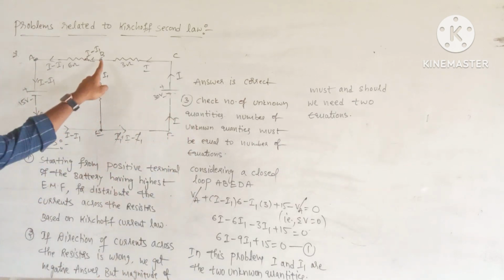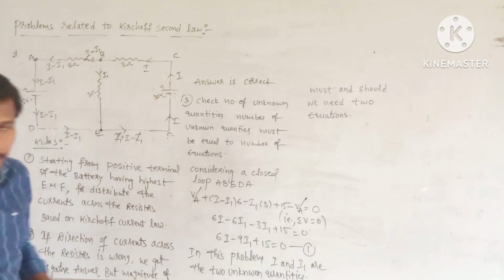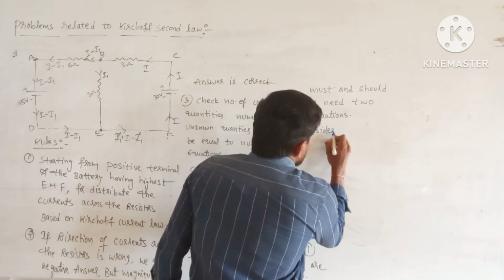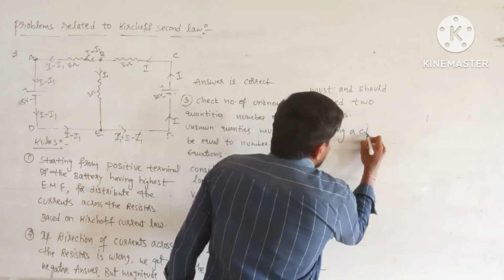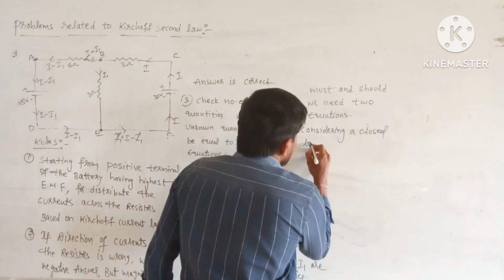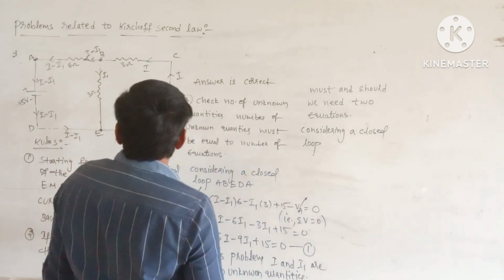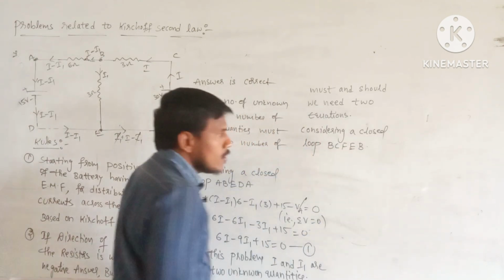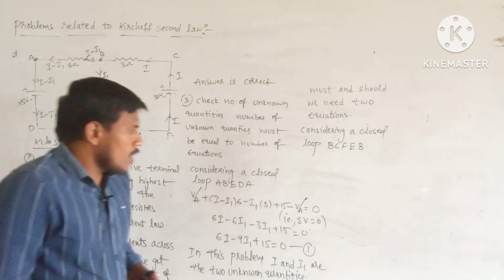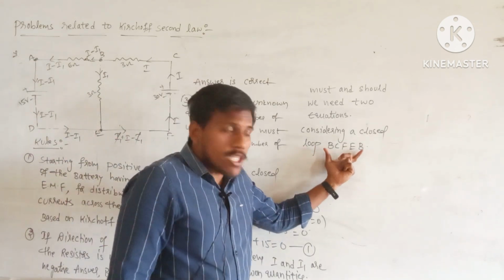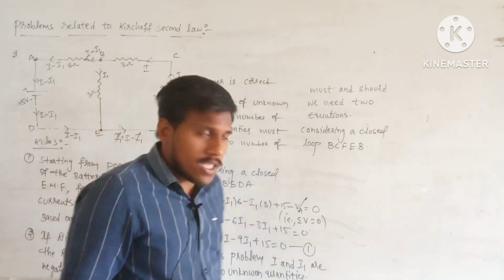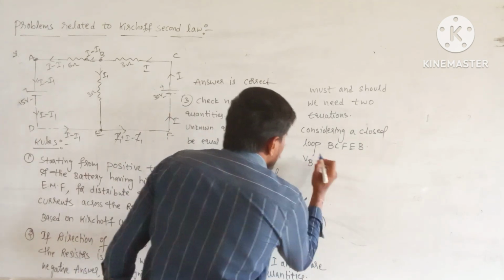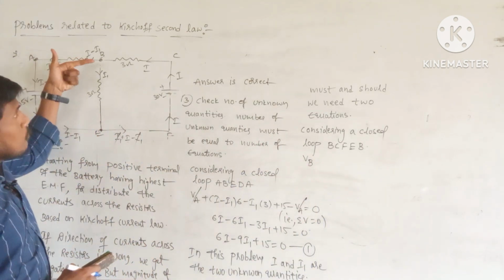Now I am considering the loop BCFEB, a closed loop. So again, I am writing the equation related to this loop based on sign conventions and rules. First I am starting from point B, so VB. Then I am following the path BC.